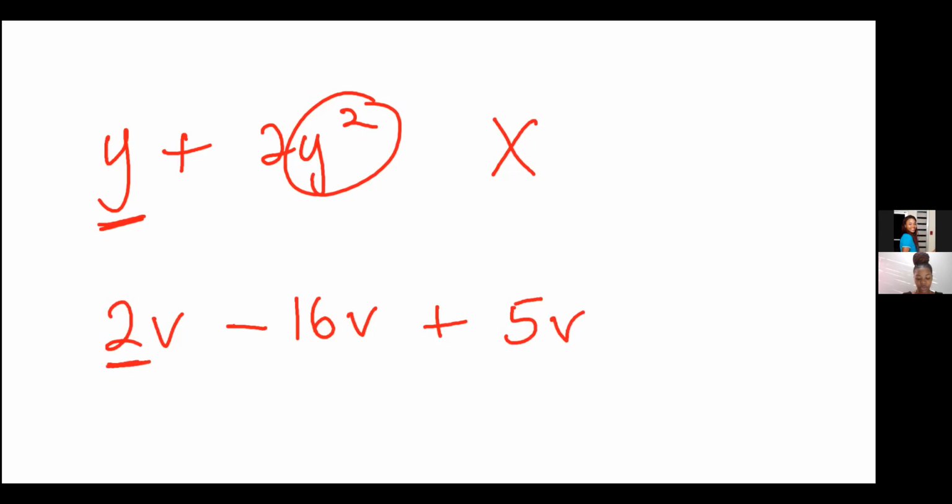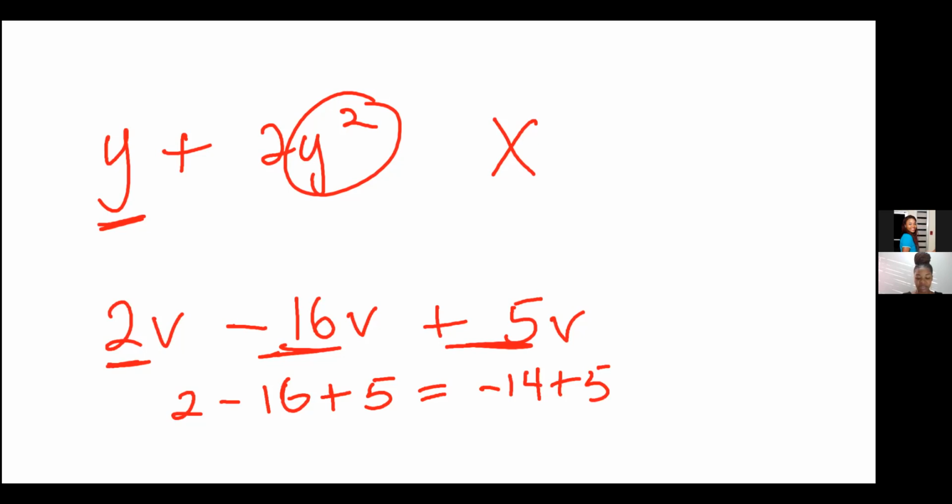So 2 minus 16 add 5. 2 minus 16, the signs are different, so I have to subtract. So 16 minus 2 is 14. The larger sign is on 16, so negative 14. Add 5, we're doing it again, subtracting, which is negative 9. And then we put back our variable, which is v.